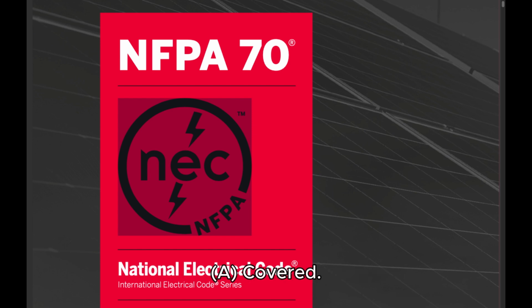90.2 Scope. A. Covered. This code covers the installation and removal of electrical conductors, equipment, and raceways; signaling and communications conductors, equipment, and raceways; and optical fiber cables and raceways for the following: 1. Public and private premises, including buildings, structures, mobile homes, recreational vehicles, and floating buildings. 2. Yards, lots, parking lots, carnivals, and industrial substations.